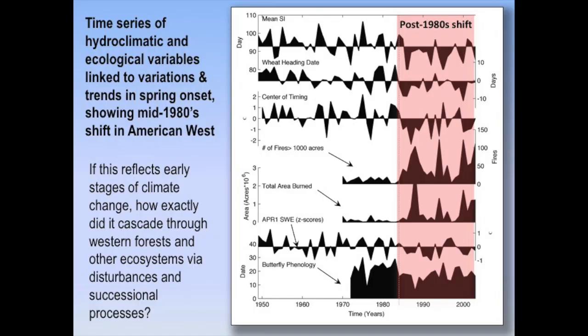So all of these time series, the spring index, wheat heading date, center of timing, number of fires exceeding 1,000 acres, total area burned, April 1st snow water equivalent, butterfly phenology in the Central Valley of California, they're all changing very sharply right around 1984, and we see this in deep time.